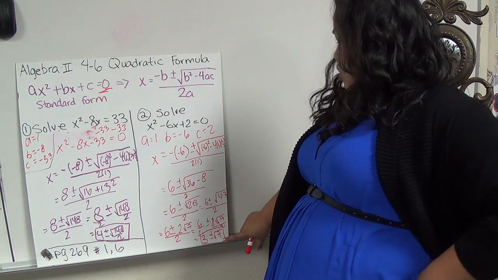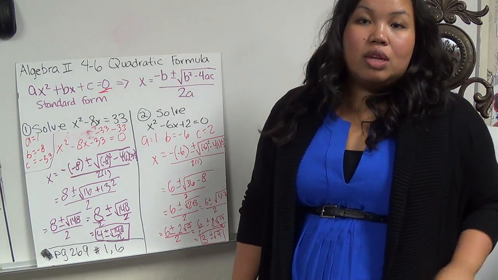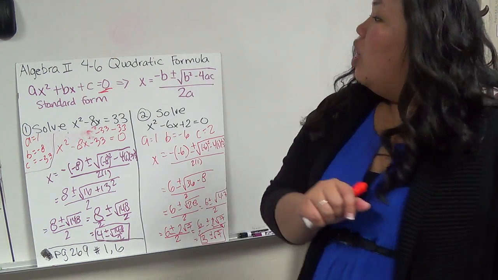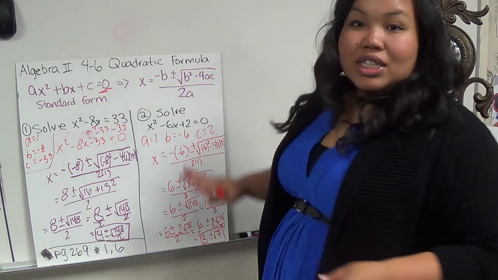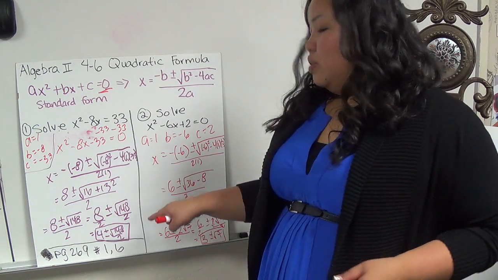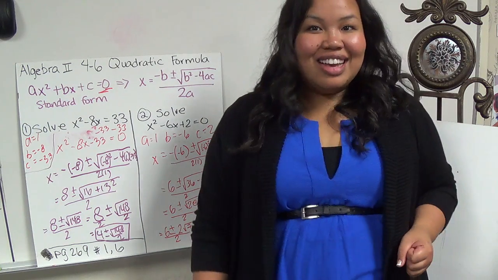So I have this answer, I could accept this answer, and I can also accept that answer. All right, the important thing is you know how to apply the quadratic formula. Go ahead and pause it, write this down. Try page 269, numbers 1 and 6, 269, numbers 1 and 6, and I'll see you in class.